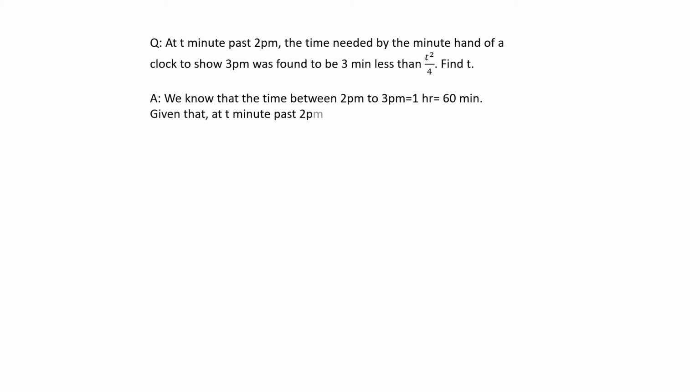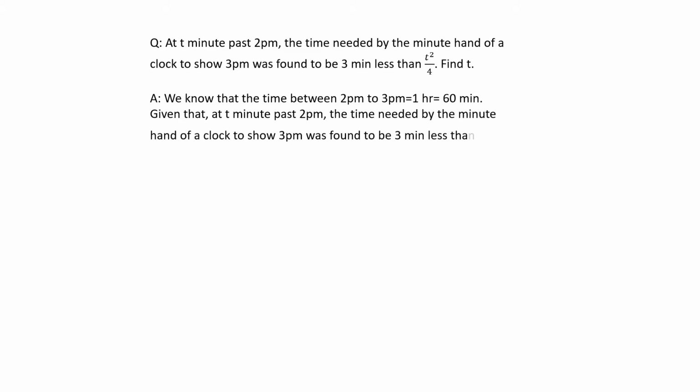But what the question says is that at t minutes past 2 p.m., the time needed by the minute hand of a clock to show 3 p.m. was found to be 3 minutes less than t square by 4. That means t minutes past 2 p.m., that means 2 p.m. plus t square by 4, would have been 3 p.m. But the minute hand is showing 3 minutes less than t square by 4.